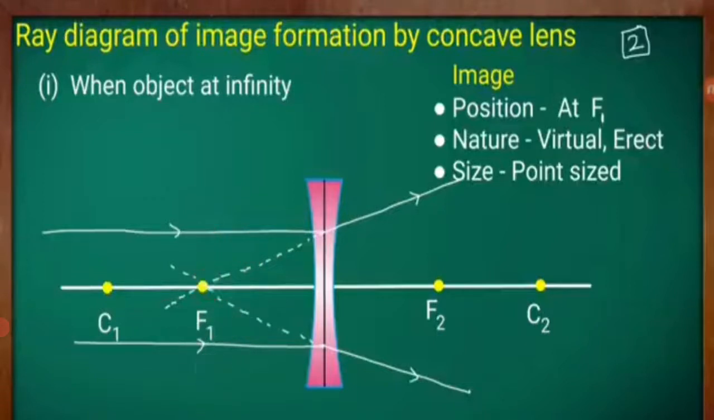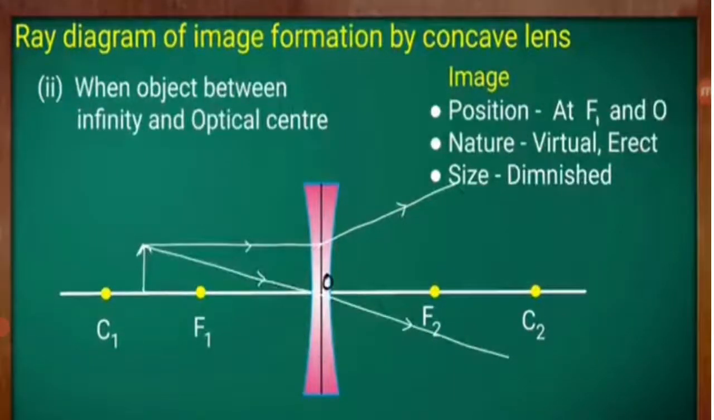And what about the nature of the image? The nature of the image is virtual, because we are making them meet with an imaginary line. And is it erect or inverted? Yes, it is erect, and size will be point size. This is the first case. Now let us see the last case of the image formation by the concave lens. So here you have to keep the object between the infinity and the optic center, wherever.